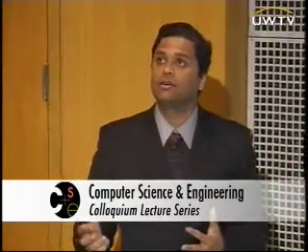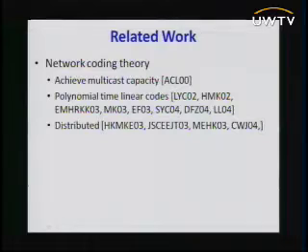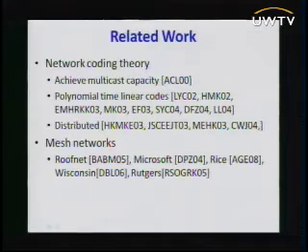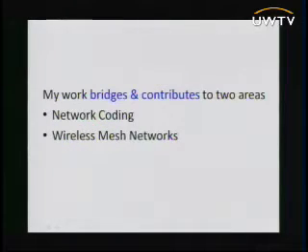First is network coding theory. There's a large body of work which shows that network coding can achieve the multicast capacity of networks using linear, distributed, and polynomial time codes. Second, there is an important set of work in building robust and efficient mesh networks at a number of universities and research labs. But when we started this work, these 2 areas were separate. This work bridges these 2 areas. It makes contributions to both and shows that there is an inherent synergy between them.